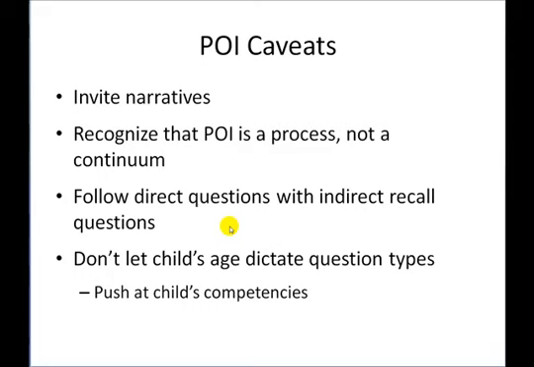Once the child provided a response that they were indeed in the truck alone with Grandpa, I asked a wide open, free recall, open-ended question. Follow direct questions with indirect recall questions. Don't let the child's age dictate your question types. Let the child's competence and abilities drive your question types. And you will learn that during the rapport building process. In fact, throughout the interview, you will learn that child's abilities.